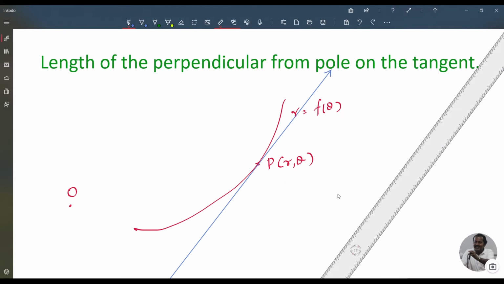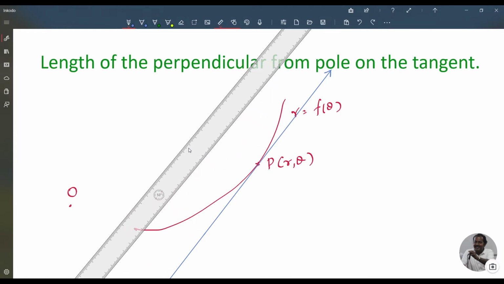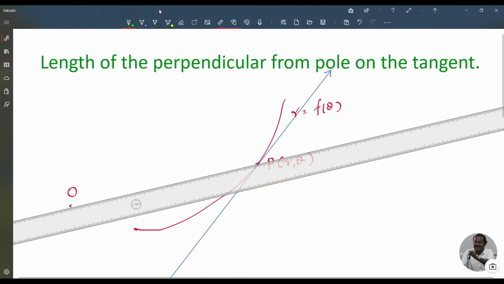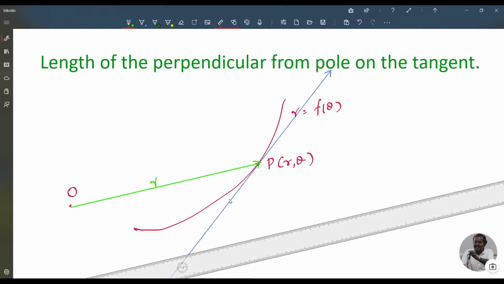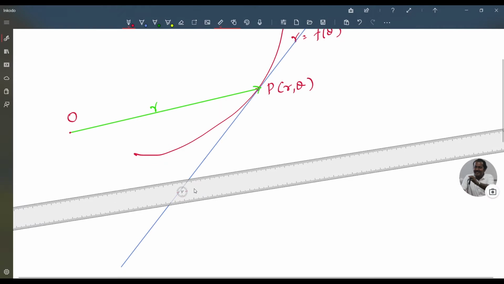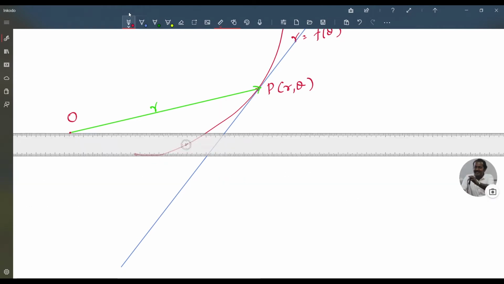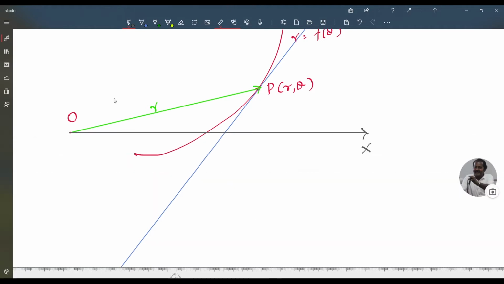Since this is P (r, theta), this length OP will be r. Consider the initial line OX. So you know that this angle is theta. And suppose that the radius vector makes an angle phi with the tangent at P.